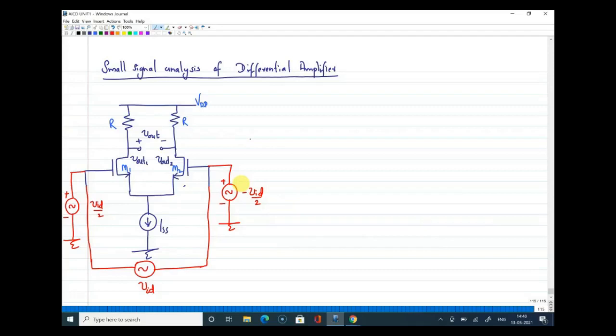Actually, we have to connect a differential voltage, but for our understanding purpose, I am just breaking that Vid into two parts. One, I am breaking into Vid by 2 and one minus Vid by 2. Is that clear? Can I get your response, please?